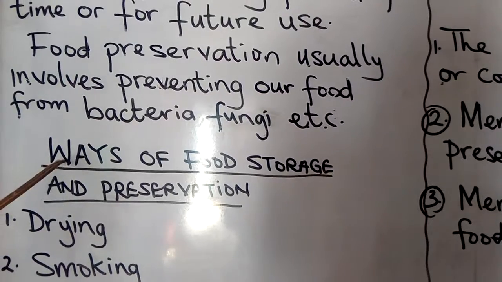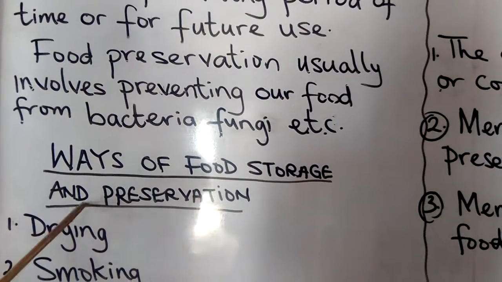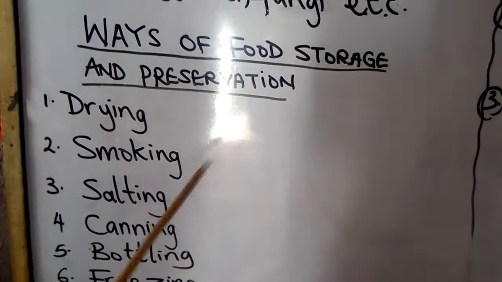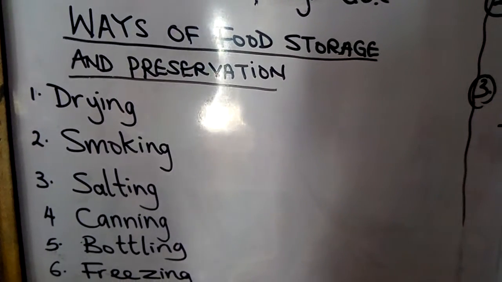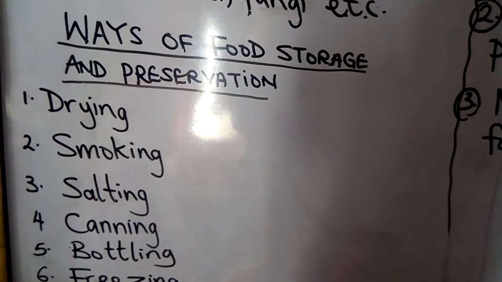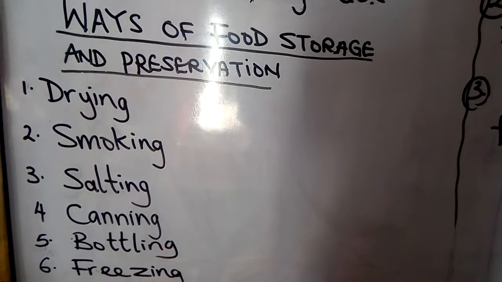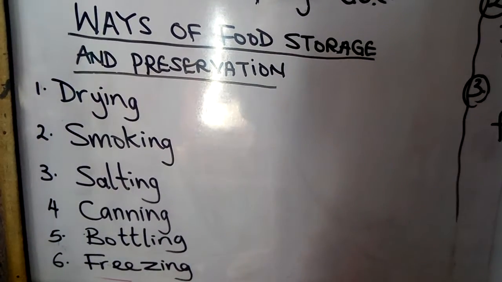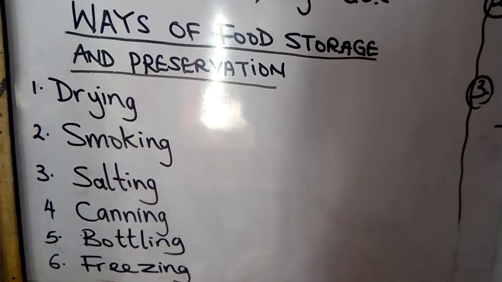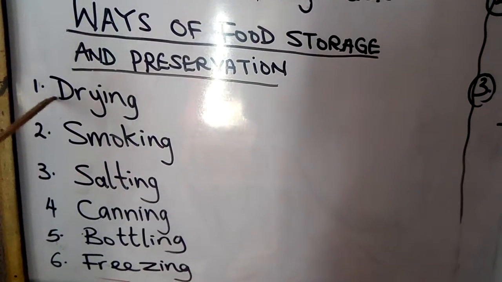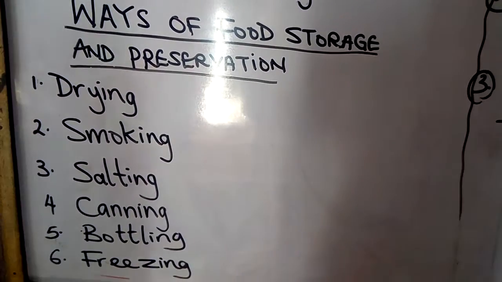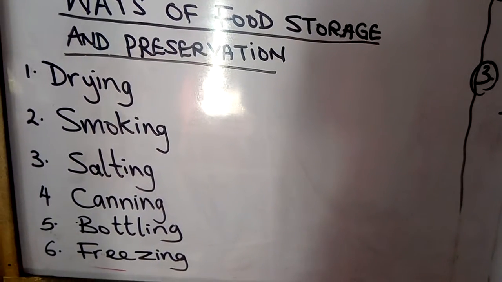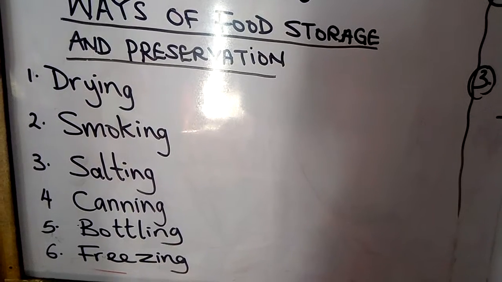What are the ways of food storage and preservation? What are those ways that we can keep our food good, not to get spoiled? Number one, drying. Drying is a way of keeping our food, or it's a way of preserving our food.